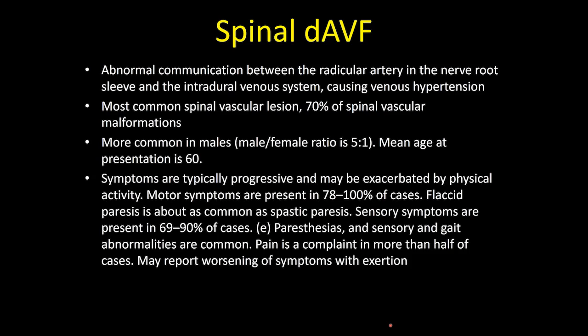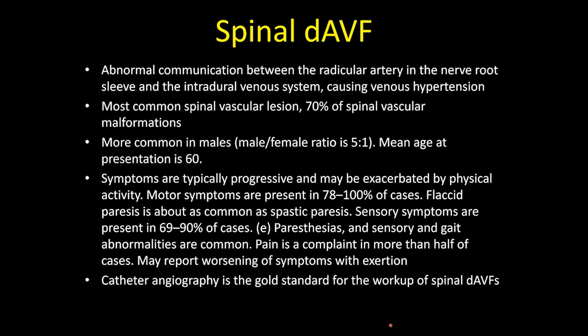The symptoms are typically progressive, and they can be motor or sensory, depending on the particular part of the spinal cord that is involved. But the important thing is that the symptoms are progressive. And in order to understand it, catheter angiography is the gold standard.